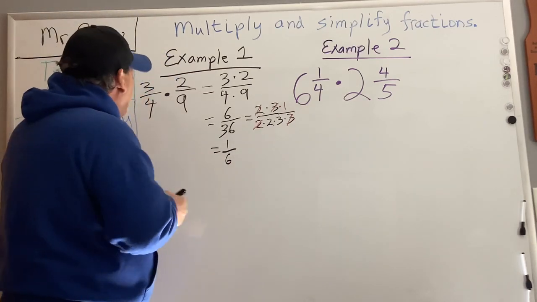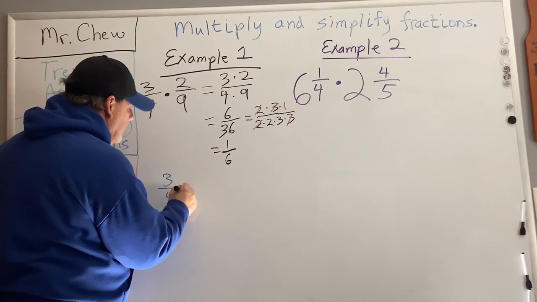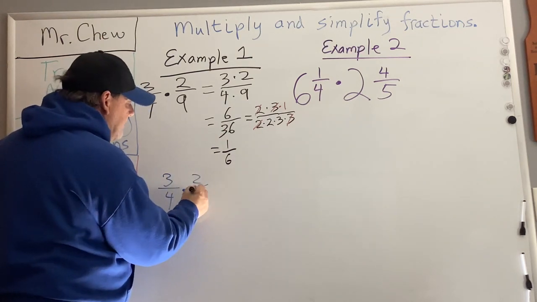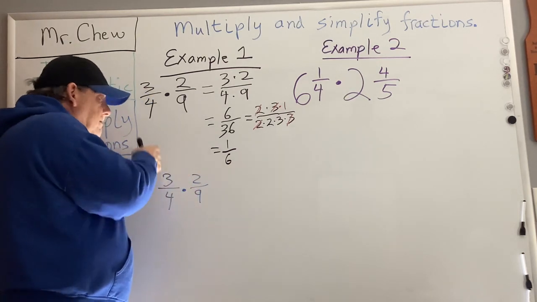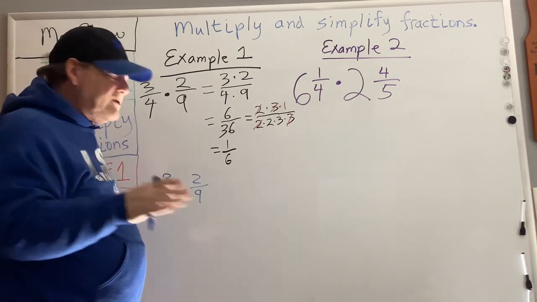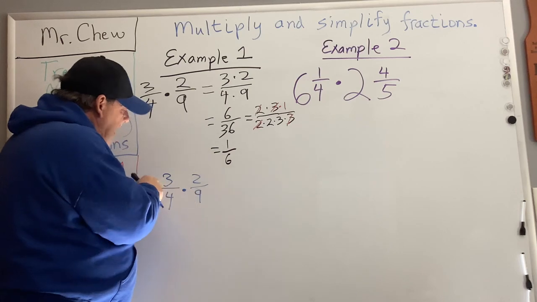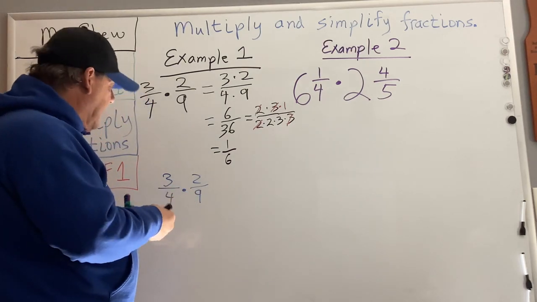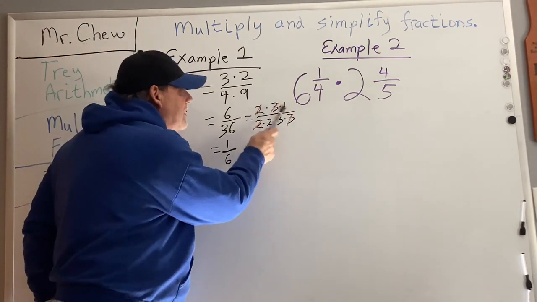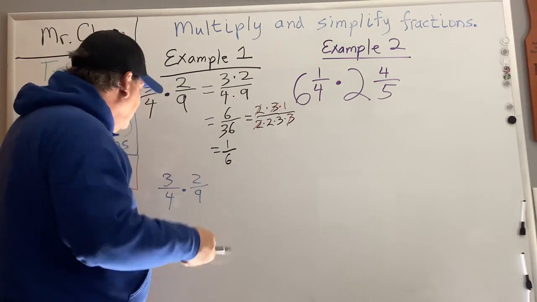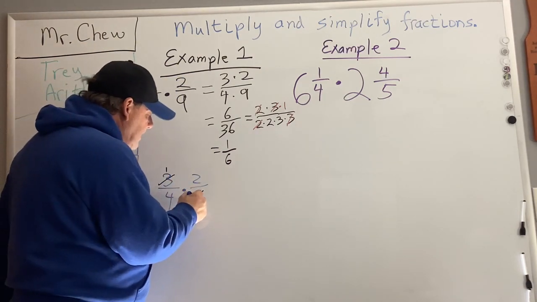So I'm going to rewrite the 3/4 times the 2/9. And then I'm going to look at the numerator and denominator, and it can be either in the same fraction if it's not simplified, but it's usually at a diagonal. Is there any number I can divide 3 and 9 by? You say, well, yeah, I can divide it by 3. Well, that's one of these 3's that I canceled out here. So 3 divided by 3 is 1. 9 divided by 3 is 3.